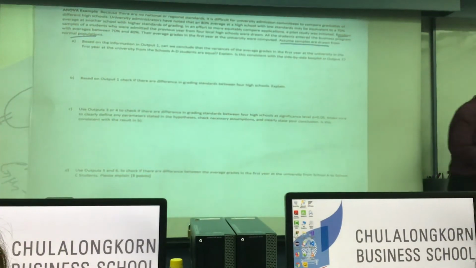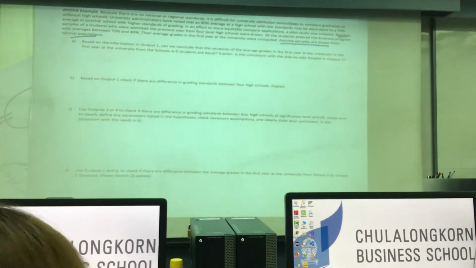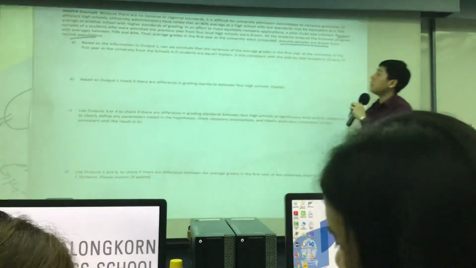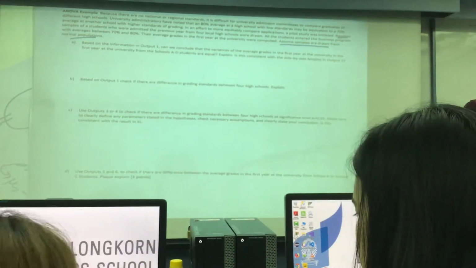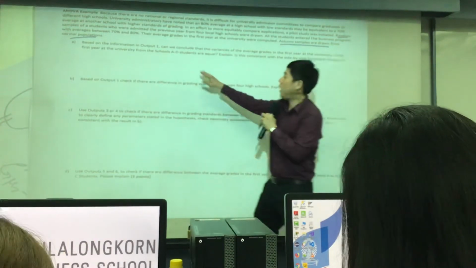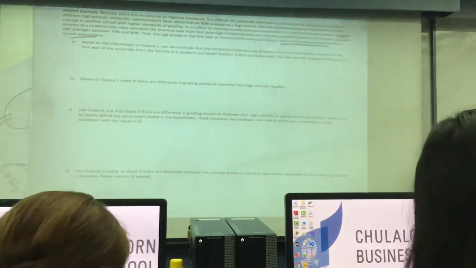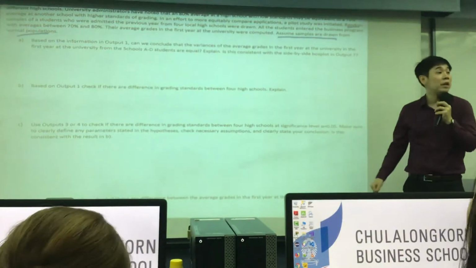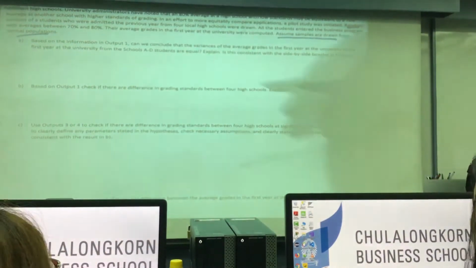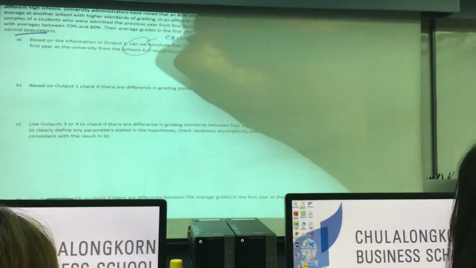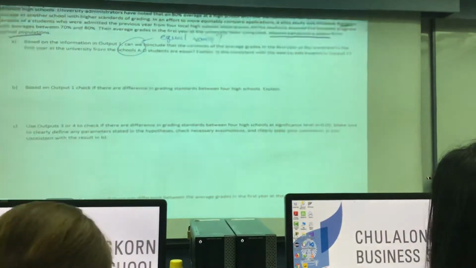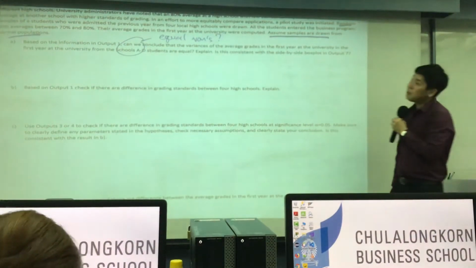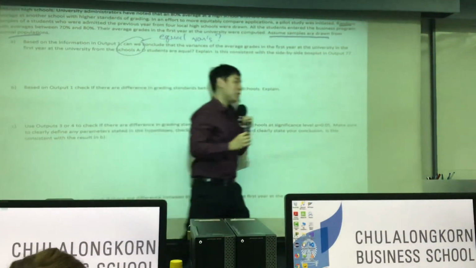First one says that based on the information, output 1 can be concluded that the variance of the average grade in the first year at university, from school A to D, are equal. So the main goal here is: can we say that the variances from all 4 schools can be assumed the same? Can we say equal variance? And the best part says to use output 1. Only use output 1.